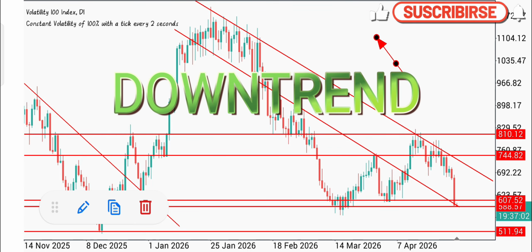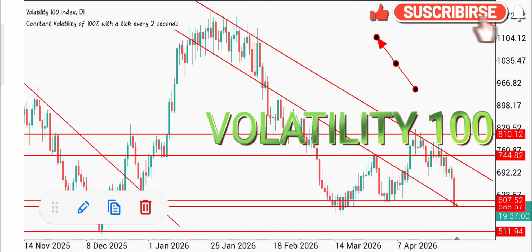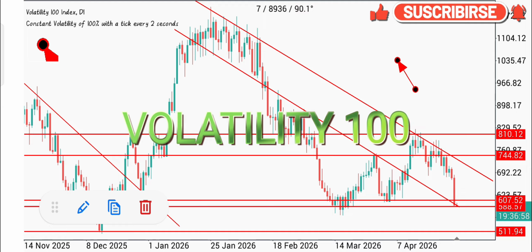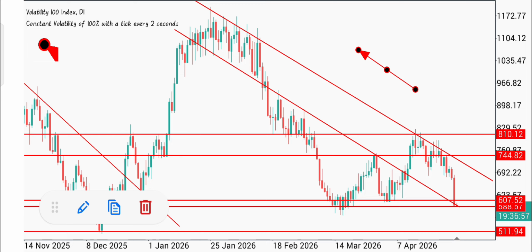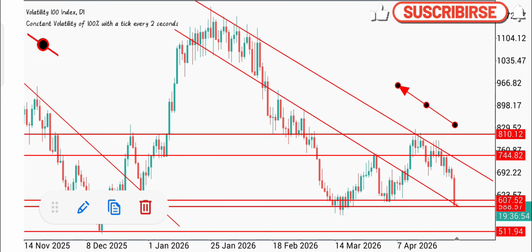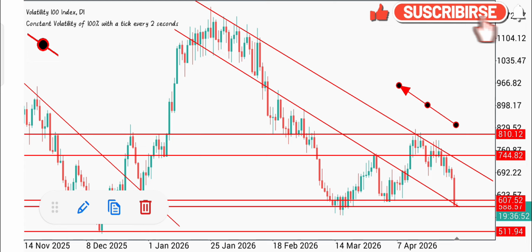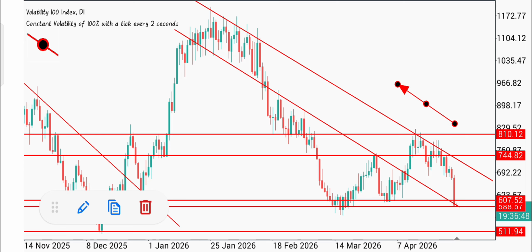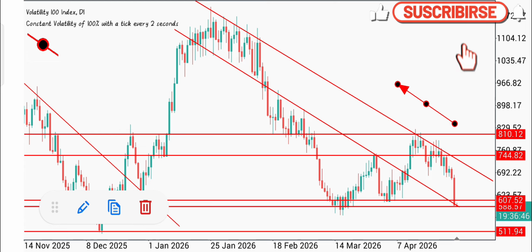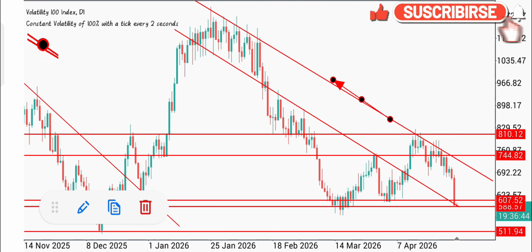I spotted a downward trend on this 100 index, and this is a daily time frame because I love analyzing from the higher time frame. So I'm going to share some of my strategy in this video, so make sure that you watch from the beginning to the end so that you see how I analyze my markets, or how I do my top down analysis.